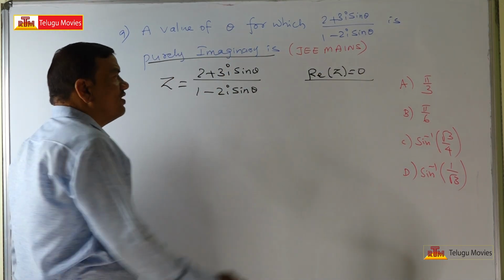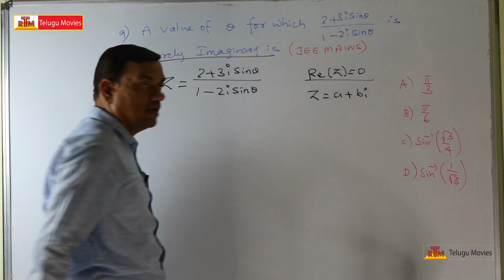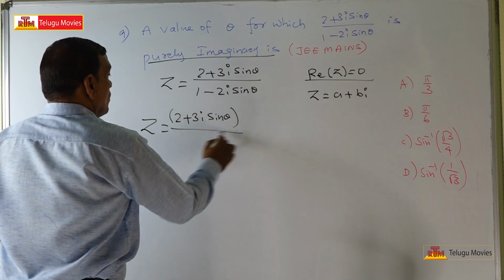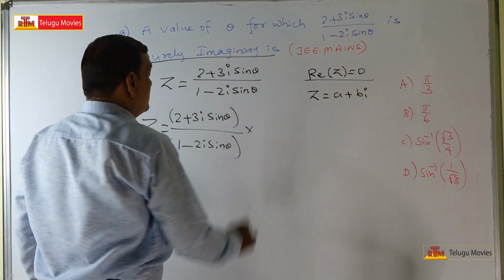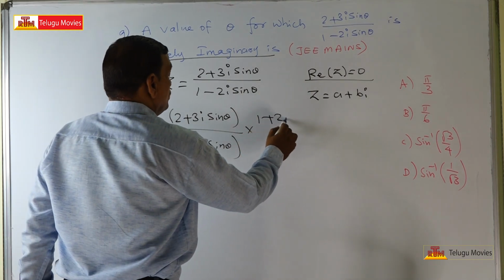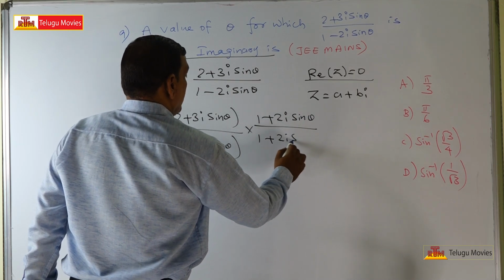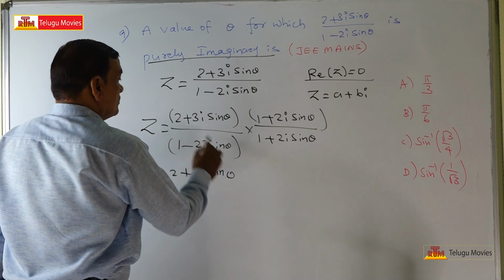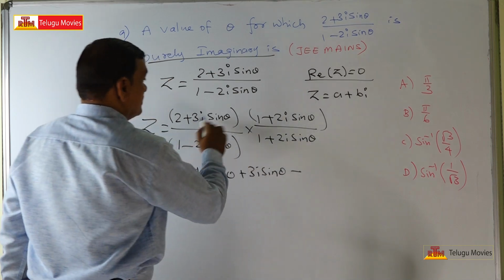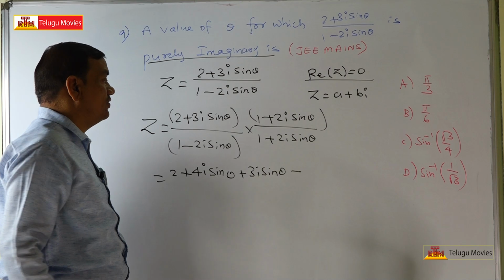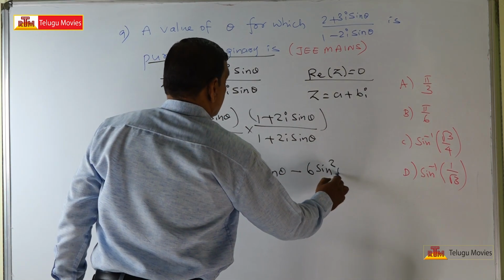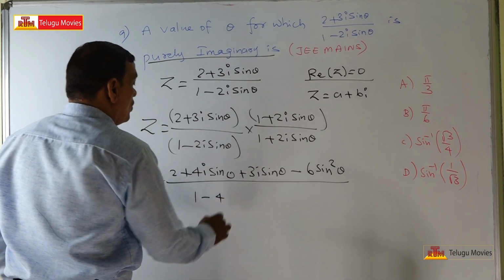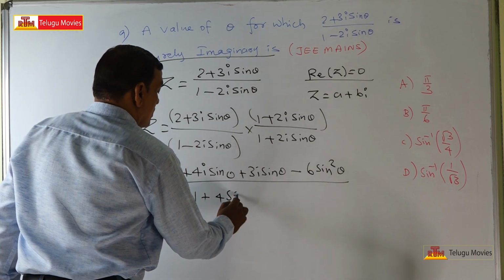So, first of all, you convert this into the general form a plus b iota. For this, everybody knows that z is equal to 2 plus 3 iota sin theta by 1 minus 2 iota sin theta. To make it so, multiply the numerator and denominator by 1 plus 2 iota sin theta. Okay. Now, multiply: 2 ones are 2, plus 2 twos are 4 iota sin theta, plus 3 iota sin theta, minus 3 twos are 6 iota into iota squared; that value is 6 minus 1, so 6 sin square theta, divided by, this is a plus b into a minus b, so a square minus 4 iota square, means minus 1, so this is plus 4 sin square theta.